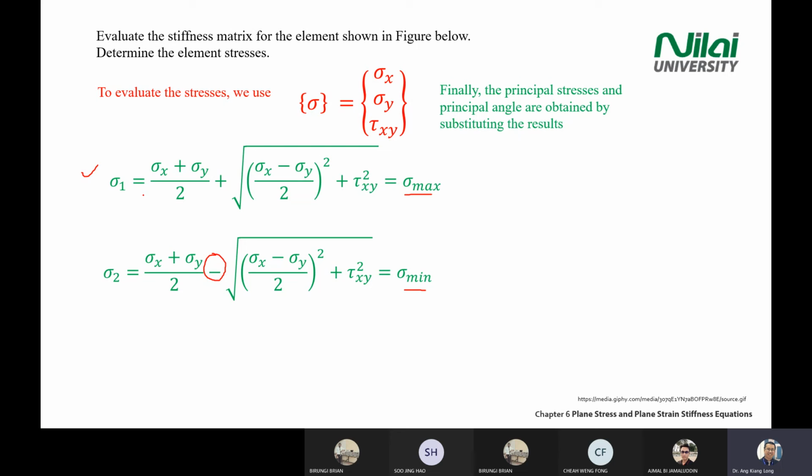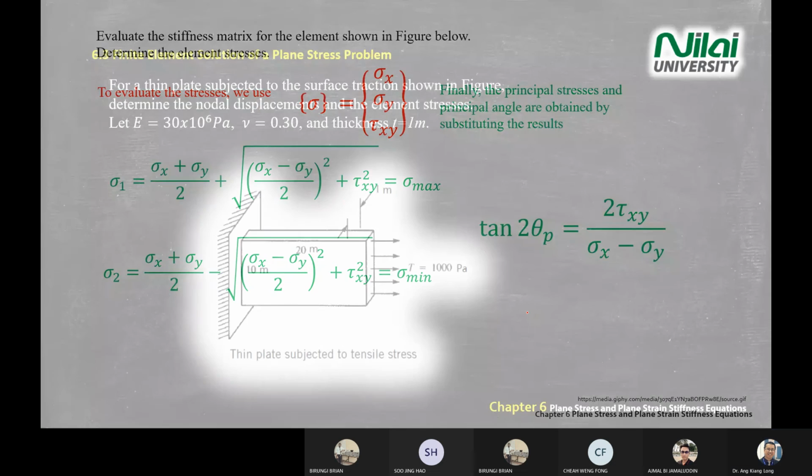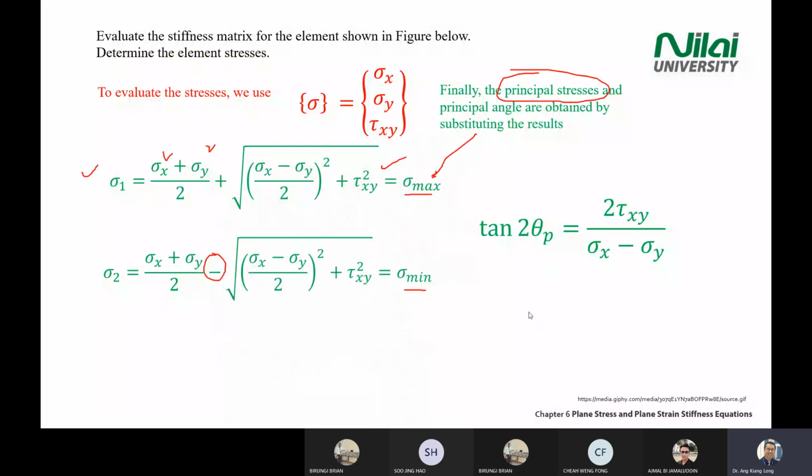Sometimes you will not see principal stress in the question. You will see what is the maximum and minimum stress in the system. It has the same meaning as the principal stress. And then the principal angle, tangent of theta equals this equation. So the rest is substitution. All right, you have all these values, you just substitute, you get the value.